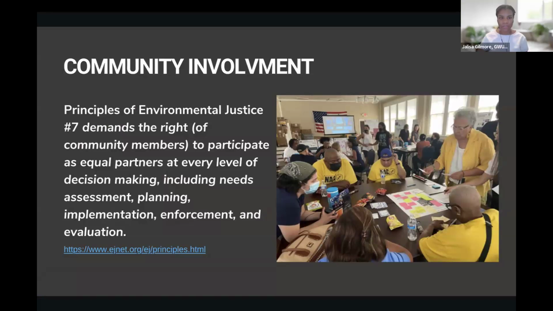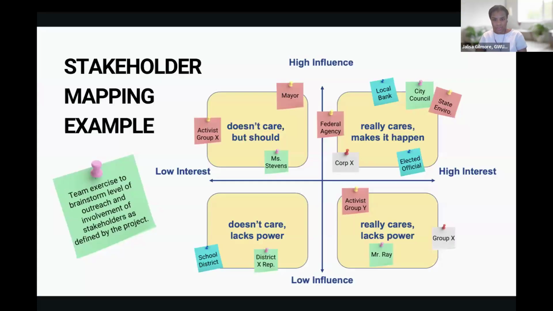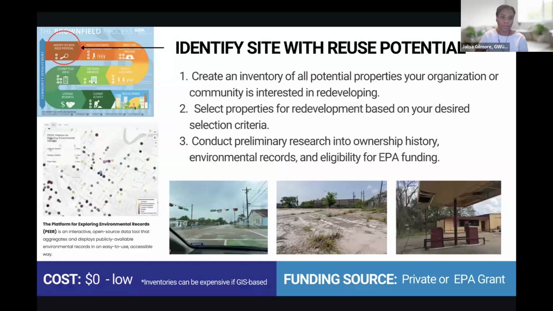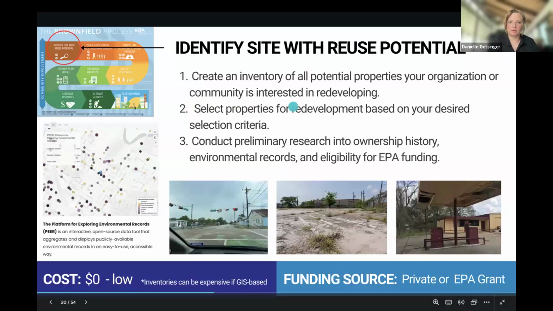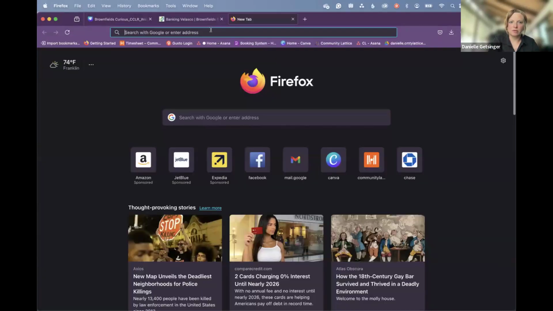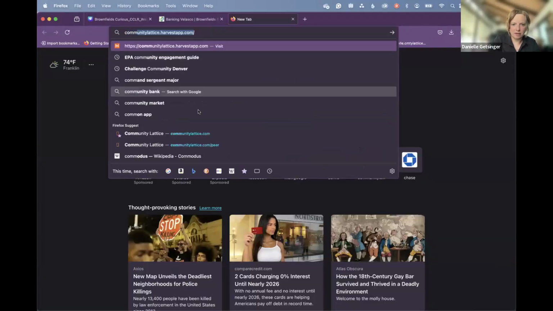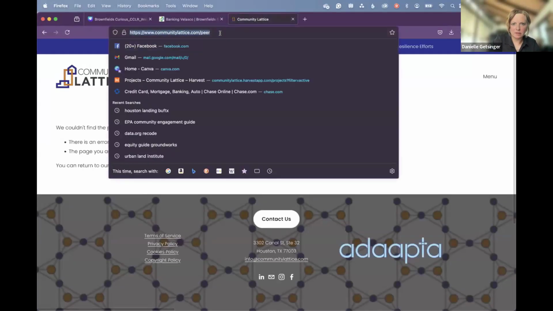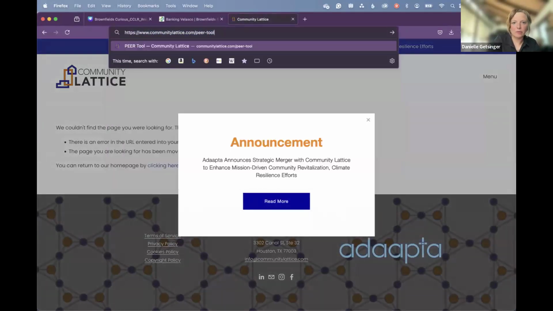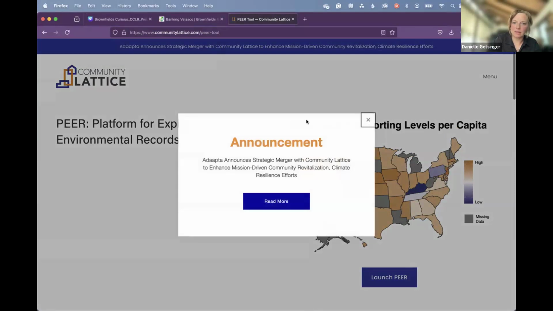And so another question, this was around when we were talking about the brownfield inventories and understanding what type of contaminants are on the site. So the question was, where can you go for environmental records? If you want to put communitylattice.com/peer tool. I changed the URL tool. Okay, so this is a great place for environmental records.